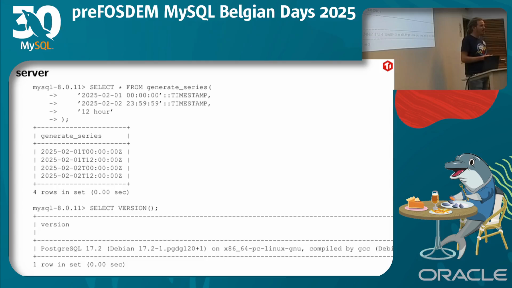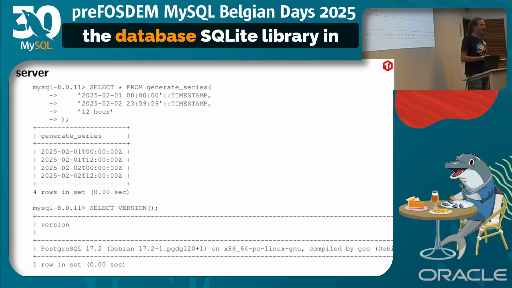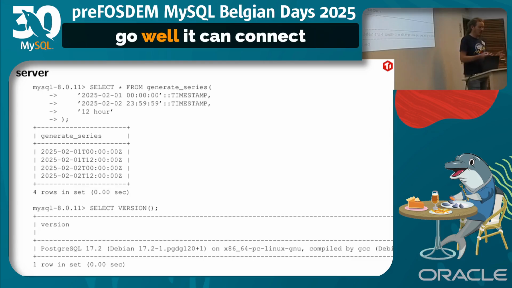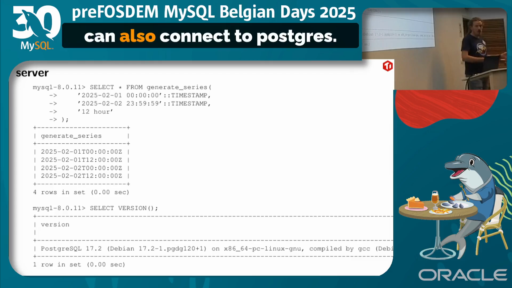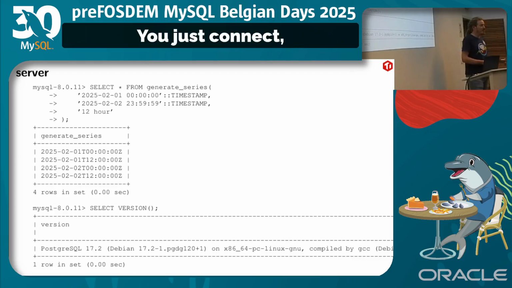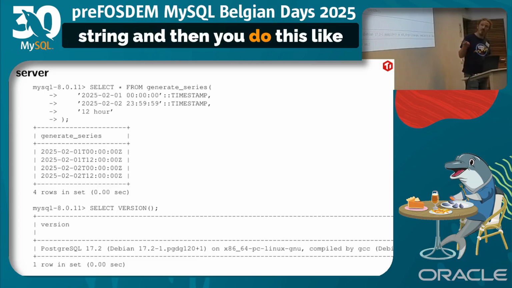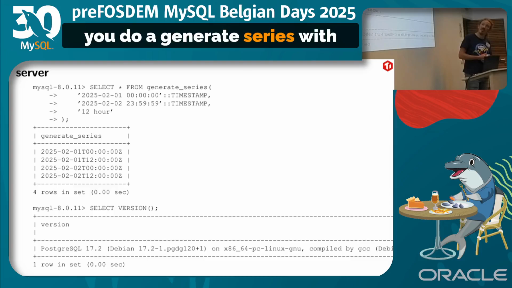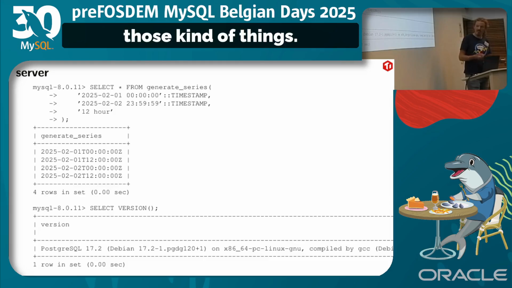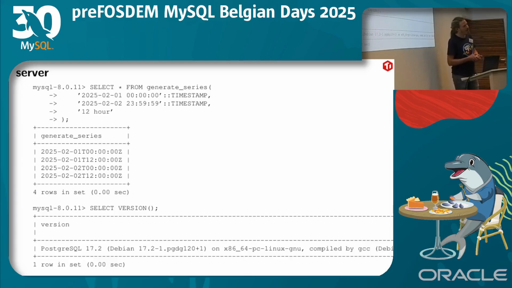So if we use the database SQL library in Go, well, they can connect to SQLite, can also connect to Postgres. You just have a different connection string, and then you do this, like you do a generate series with typecasting and all those kind of things. That also works.